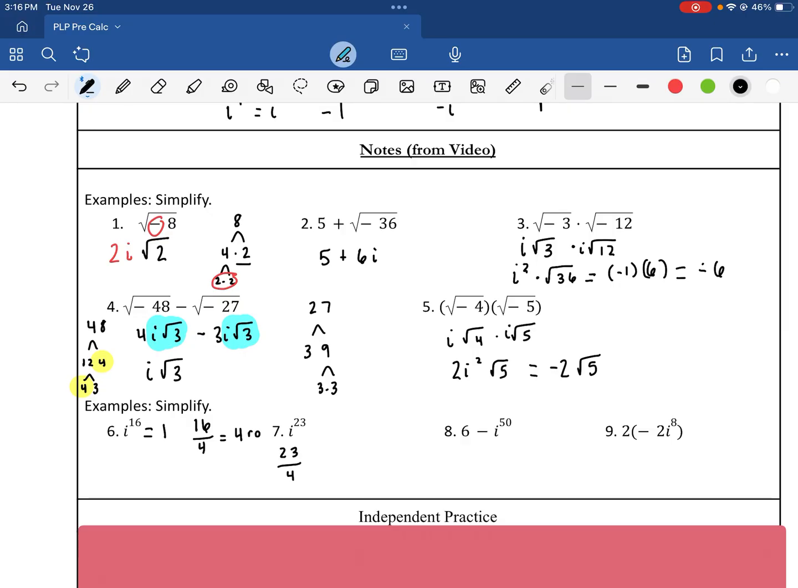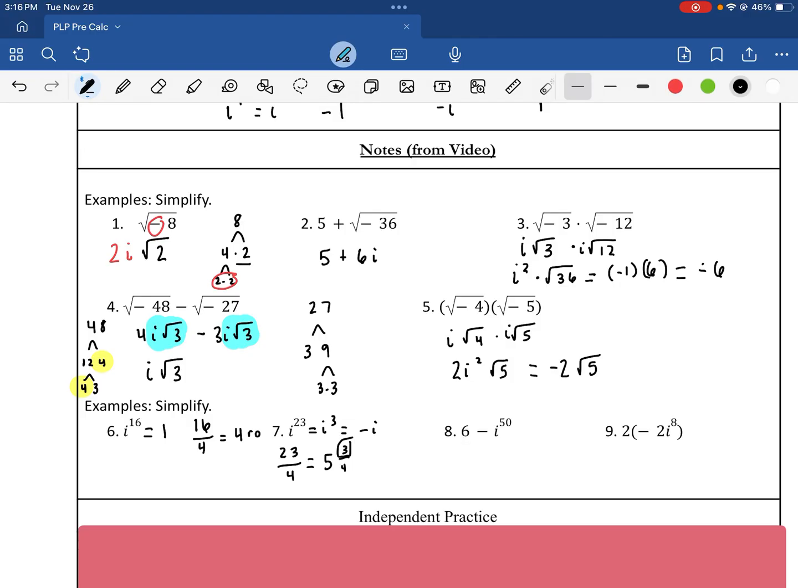Repeat that process. 23 divided by 4. It's going to give us 5 and 3/4. So our remainder is 3. So I to the 3rd power is negative I.